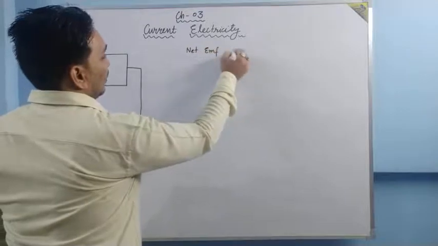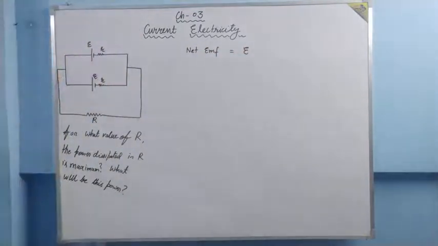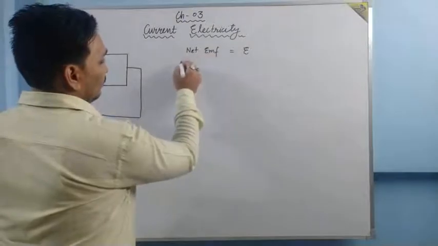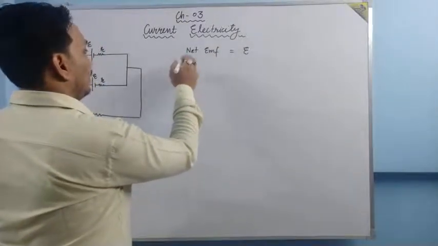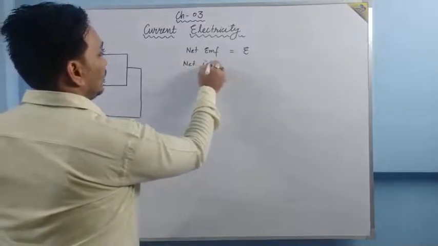Since they are connected in parallel, therefore net EMF will be E itself. Both are in parallel. Parallel combination of cell we have done already. Now, what is the net equivalent resistance, net internal resistance?